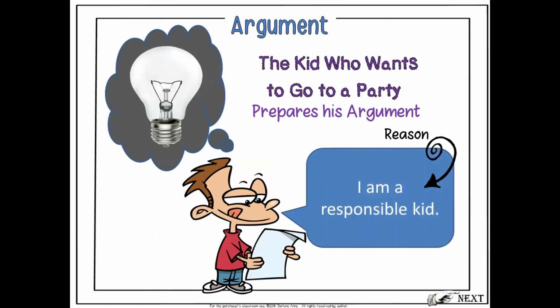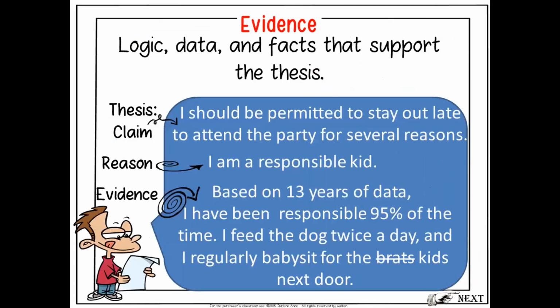His first reason is that he's responsible: like most of you guys, I'm a responsible kid. This gives us a little bit of an idea of how a paragraph would look. We've got our evidence, which is logic, data, and facts that support the thesis. Our thesis is that he should be permitted to stay out late to attend the party for several reasons. This is also his claim. He should be able to stay out late, and there are several reasons.